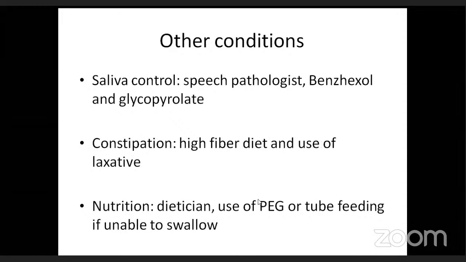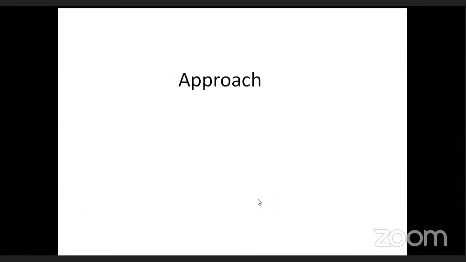Now, there are some other conditions which are actually comorbid, which actually go along with this cerebral palsy. One is saliva control. You have to take the help of a speech pathologist, and you can start a small dose of benzoxazole or glycopyrrolate. Second is constipation. You have to use a high fiber diet, and you can use a laxative at that time for the child. And nutrition, you have to take the help of a dietitian, use of a PEG or a tube feeding if the child is unable to swallow.